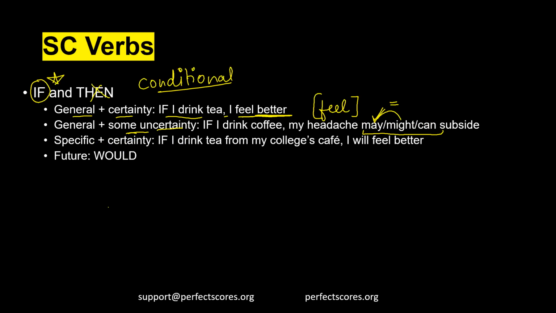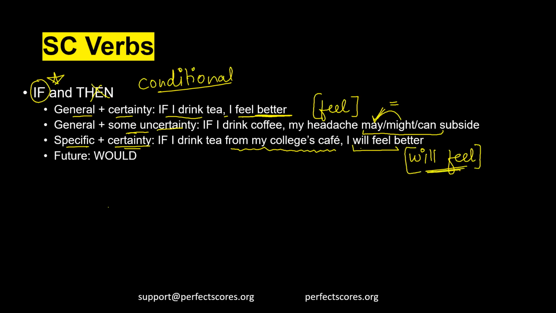And the third case, when you have something specific, for example, if I drink tea from my college cafe, so that is something really specific. And if you have certainty about it, because it's specific, it is expected that you will be certain about the outcome because you have done that action again and again. So if I drink tea from my college cafe, I will feel better. So this is a much stronger version of that. So will feel, that means you're talking about the future.